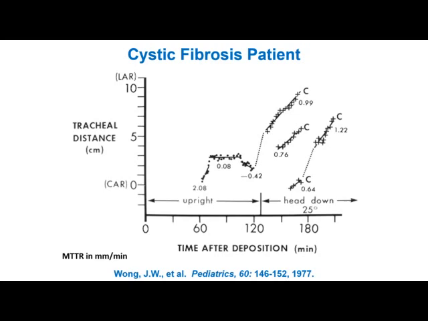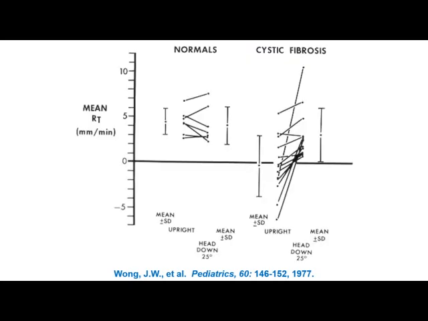So in CF, in the absence of mucociliary clearance, gravity has the most effect, and you can see that here. Normal individual, there's really no difference between upright and head down. But in the CF patients, there is a significant difference, a lot more variability, but the clearance is a lot more in the head down position, meaning that gravity has an effect.